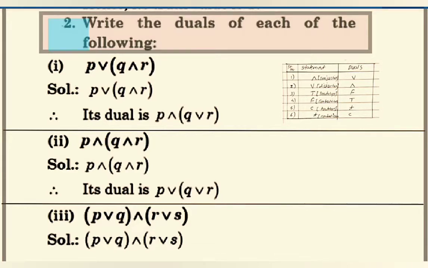Question number 2. Write the duals of each of the following. First is P or (Q and R). This is the statement and we write here its dual. Before the solution, let's see the table.